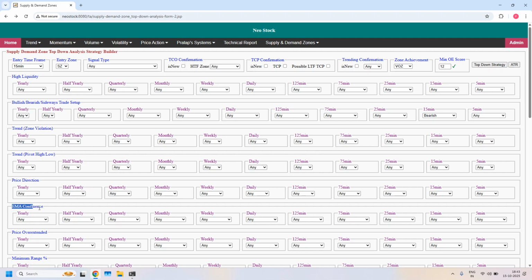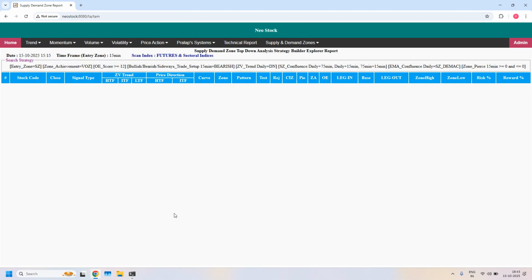and EMA Confluence also I am setting at daily time frame. HTF is daily. So daily supply zone with daily EMA, and the trend on the daily should not be sideways. It should be downtrend, because it is bearish trade setup. Let's filter. No stocks. That means we don't have any high probability trade setup.